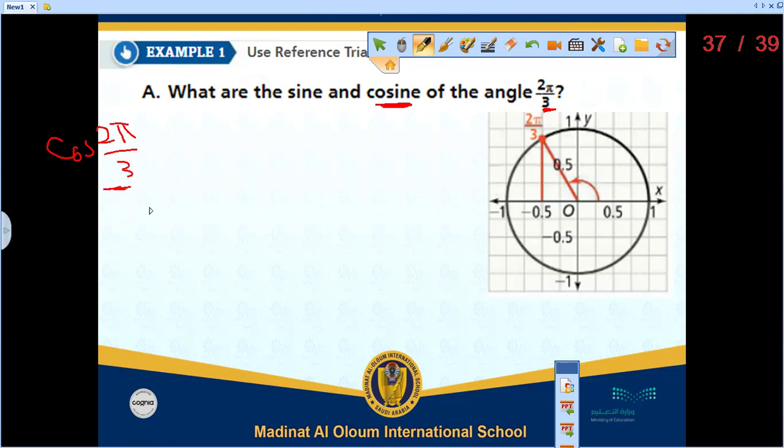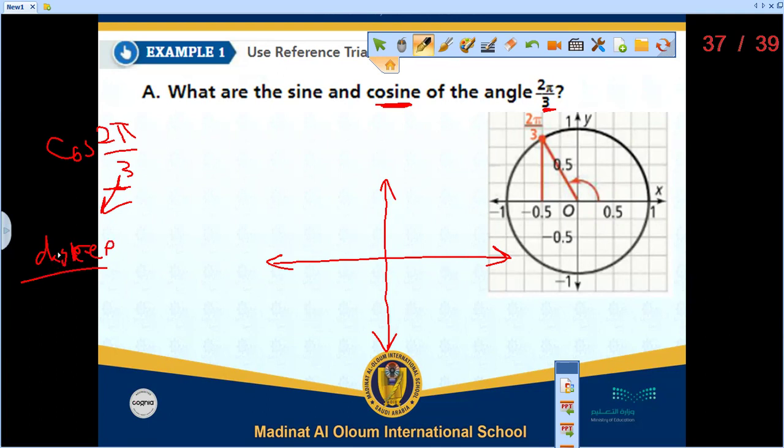Okay, guys, concentrate on this one. I will graph. This angle is 2 pi over 3. I can change it into degree to be easy. 2 pi over 3 multiplied by 180 over pi makes 120. It means, guys, 120 is in which quad? The second quad.